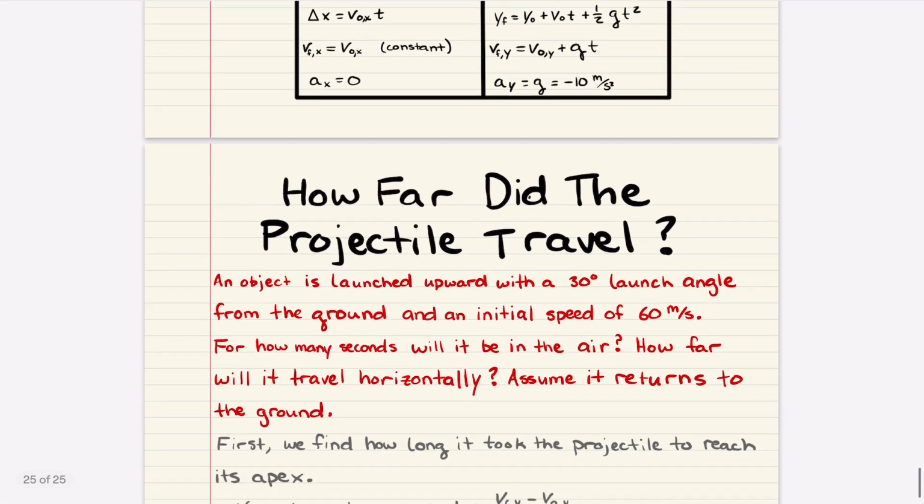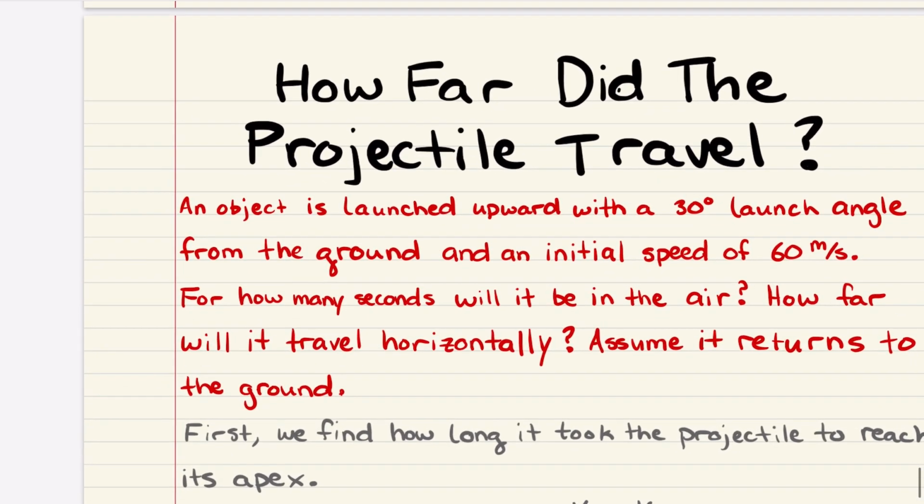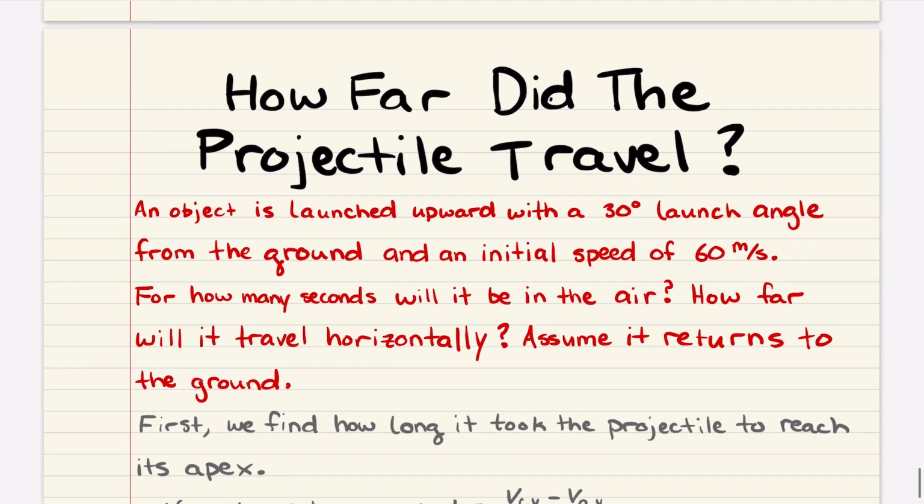So let's answer the question, how far did the projectile travel? Here's the question. An object is launched upward with a 30-degree launch angle from the ground and an initial speed of 60 meters per second. For how many seconds will it be in the air, and how far will it travel horizontally? Assume it returns to the ground.